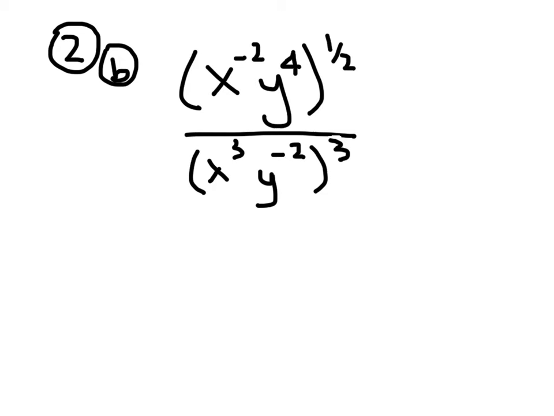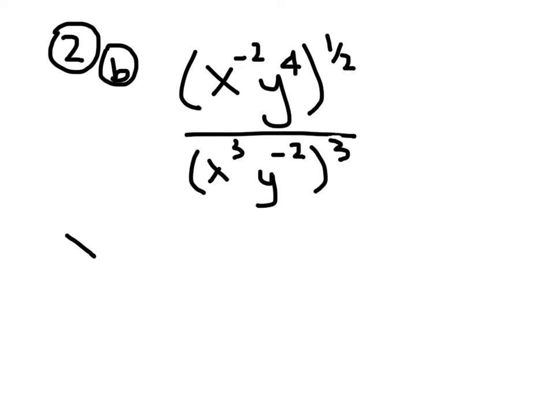In this example, there are negative exponents, but the negative exponents are buried inside of the parentheses. So we have to eliminate the parentheses first. In other words, in the numerator, we have to raise each of the terms to the power of 1/2, and in the denominator, we have to raise each of the terms to the power of 3. This is called raising a power to a power, and it's accomplished by multiplying. For example, to raise x to the negative 2 to the power of 1/2, we're going to multiply the negative 2 by the negative 1/2, and so on.